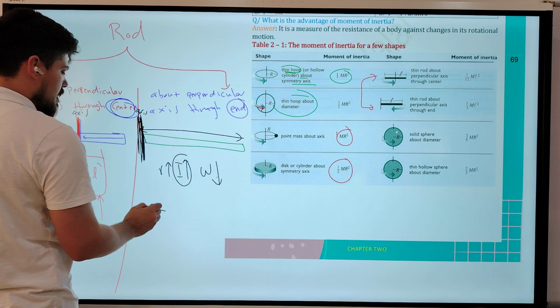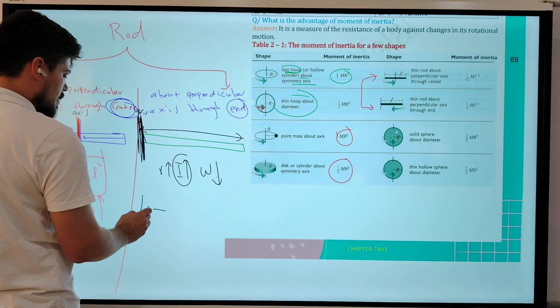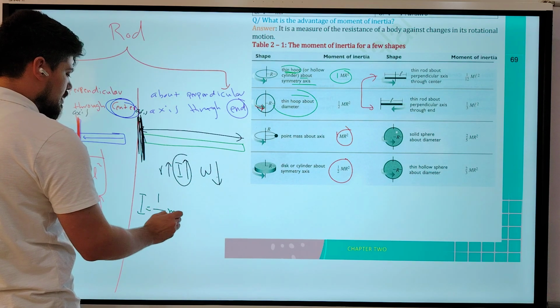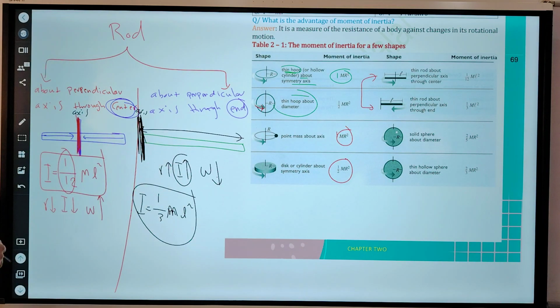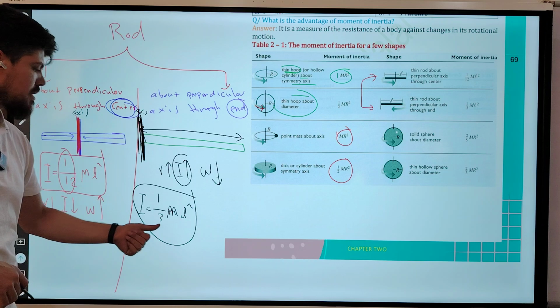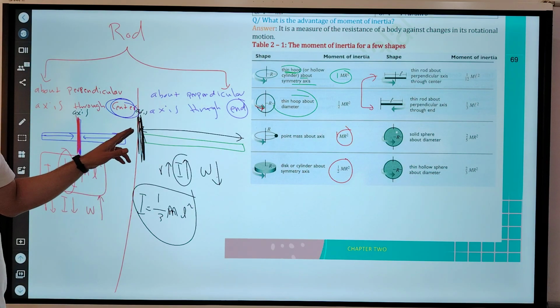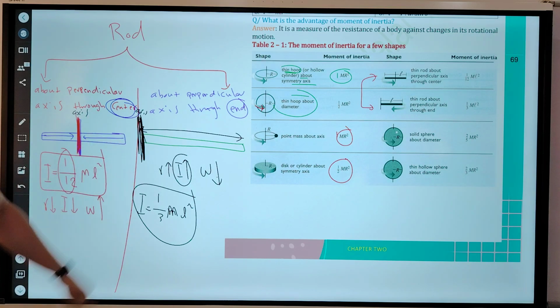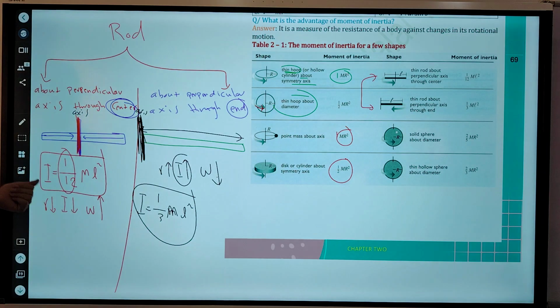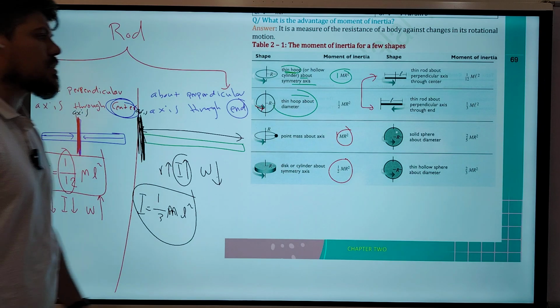More moment of inertia, I is equal to what? 1 over 3 ml squared or r squared. Okay, so when does the bat have the value 1 over 3 ml squared? If the axis of rotation is located at the end, or when you say the thin rod about a perpendicular axis through the end. When is the moment of inertia equal to 1 over 12 ml squared? When the rod is the thin rod about a perpendicular axis through the center.